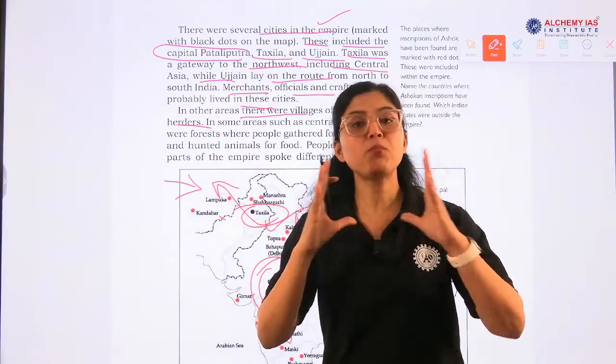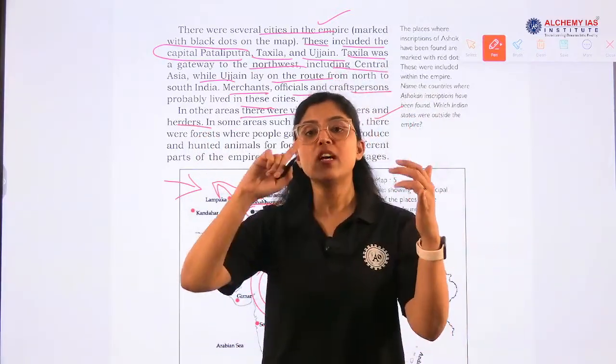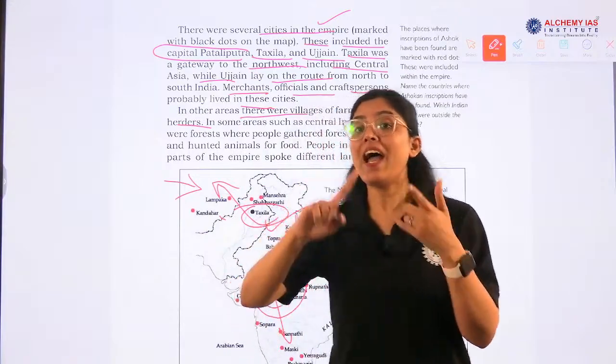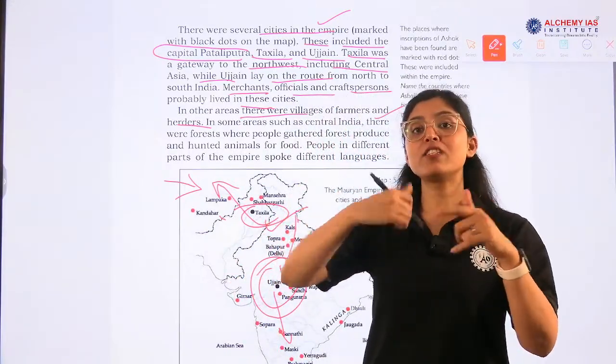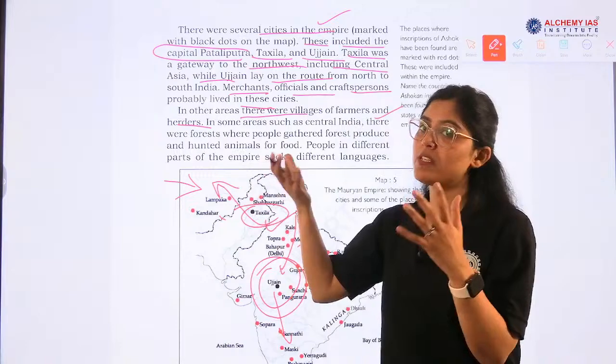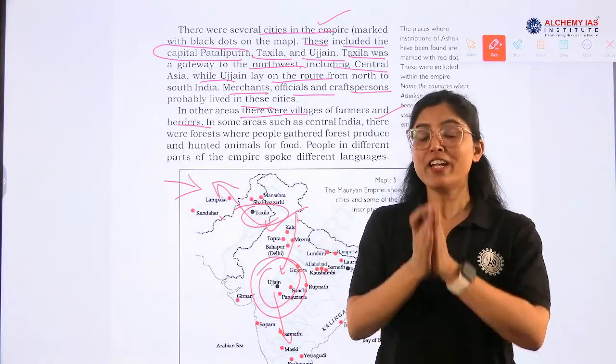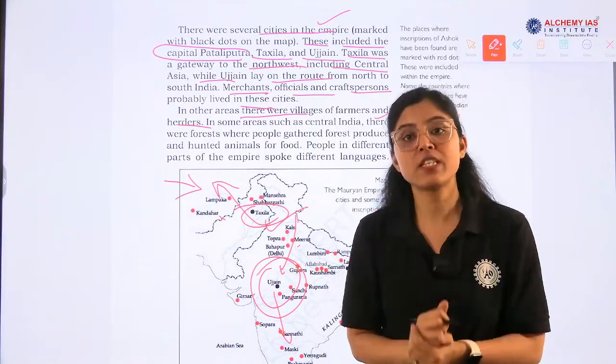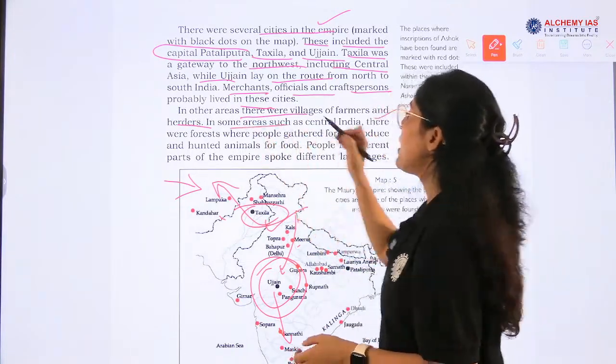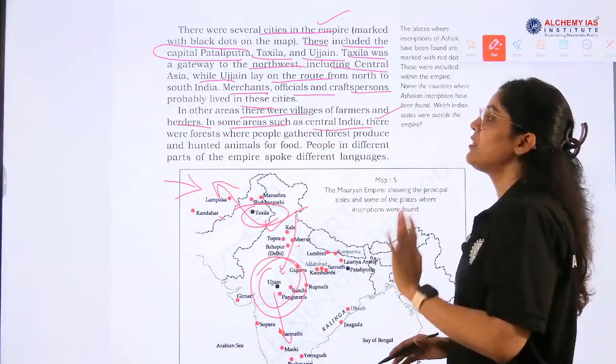So the composition of society: there were merchants, craftspersons and villagers, and villages were comprised of farmers and herders. So this was a section of people, and a tax system was also there, right? So what taxes was each section of society giving? In some areas such as central India, there were forests.